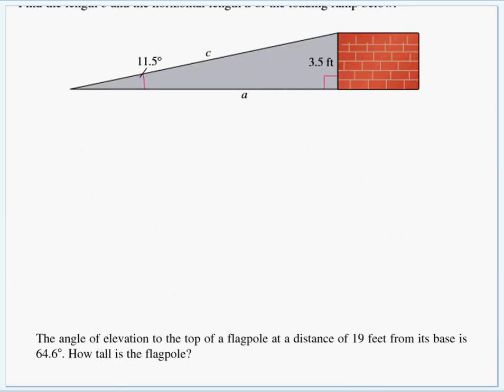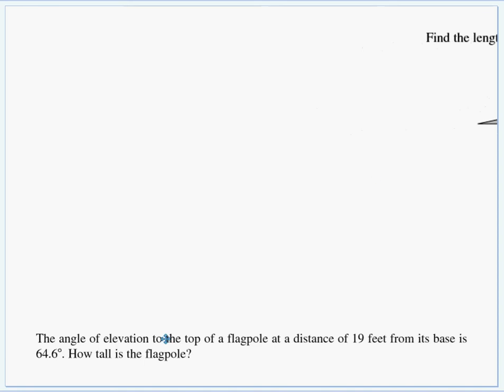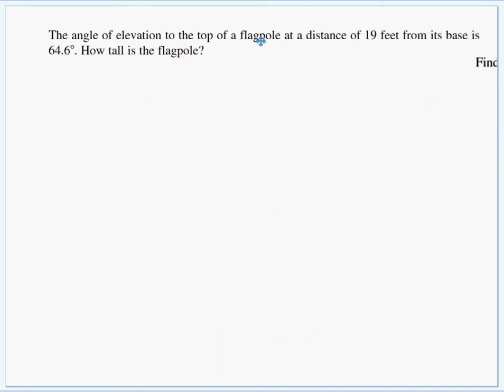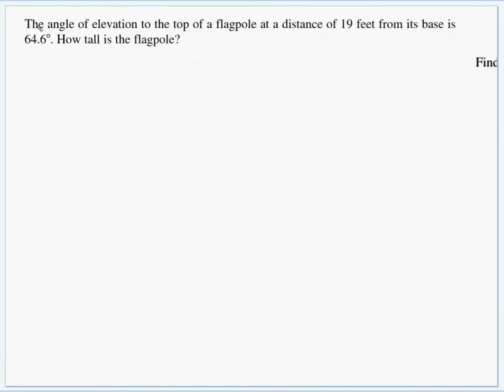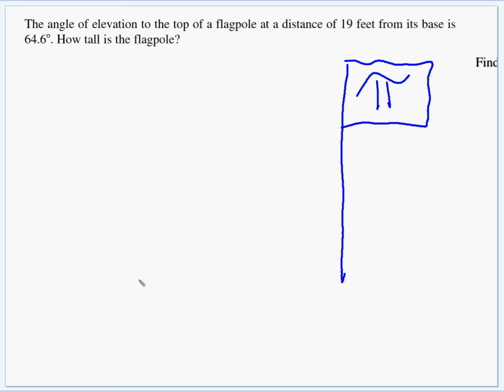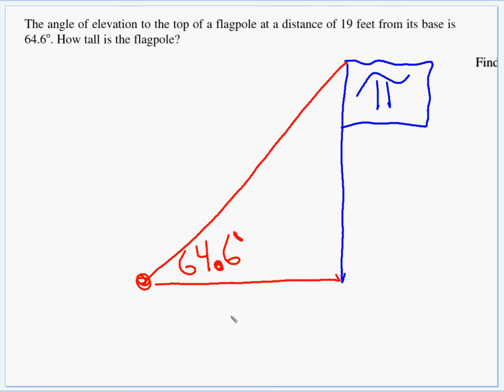And the last one, they didn't even give us a picture. I guess we'll have to draw one. Bring a little art class to math class. The angle of elevation to the top of a flagpole. So we need a flagpole. There's our flag. And we're down here. The angle of elevation to the top of the flagpole is 64.6 degrees. And we are standing 19 feet from the flagpole. How tall is the flagpole? I'm just going to call it X because that's what we're looking for.